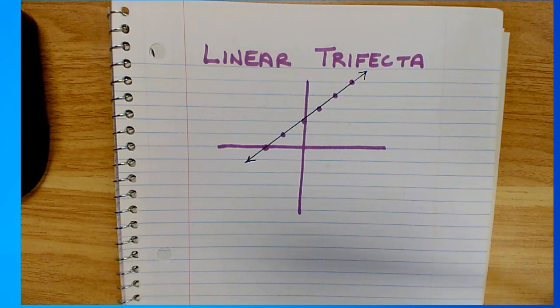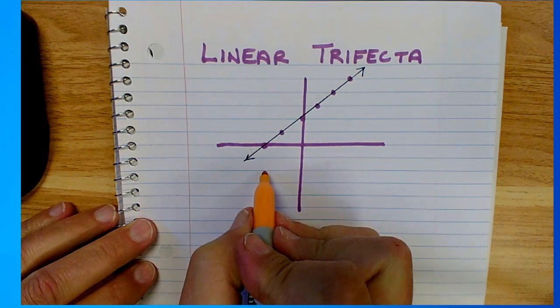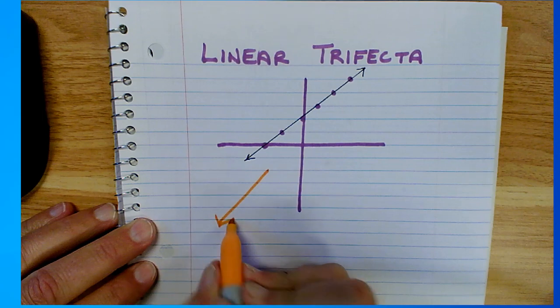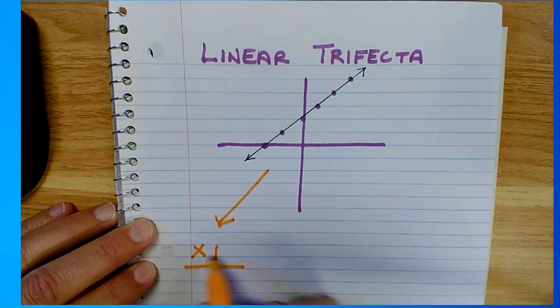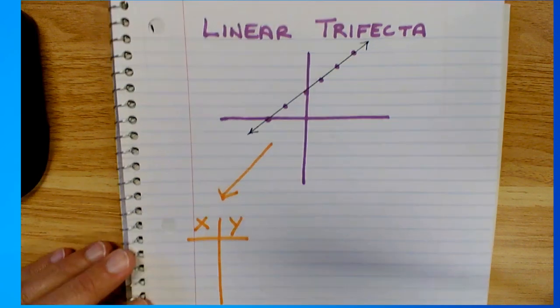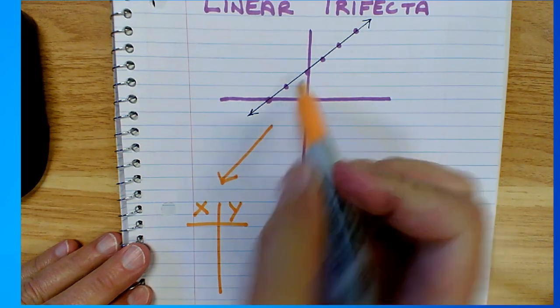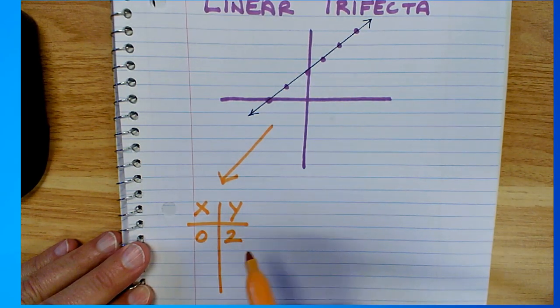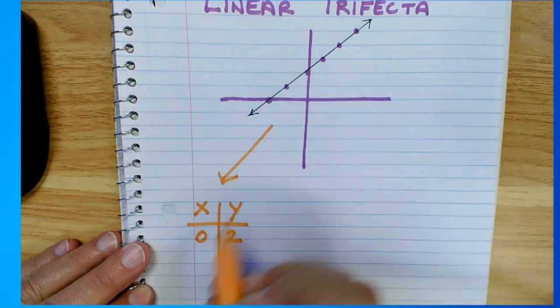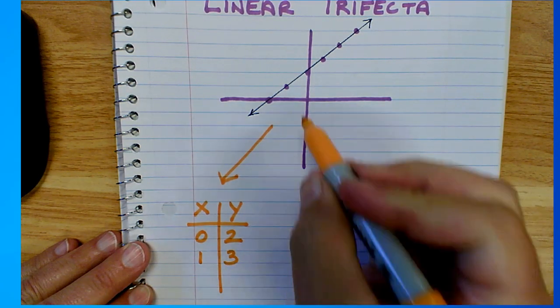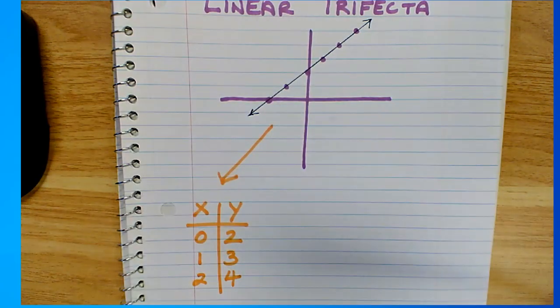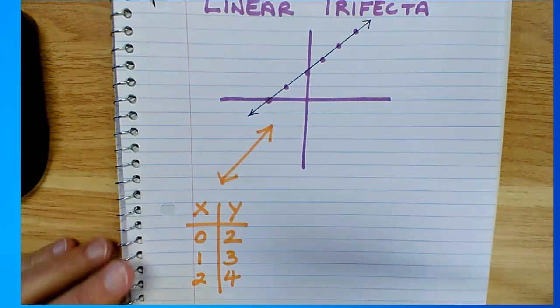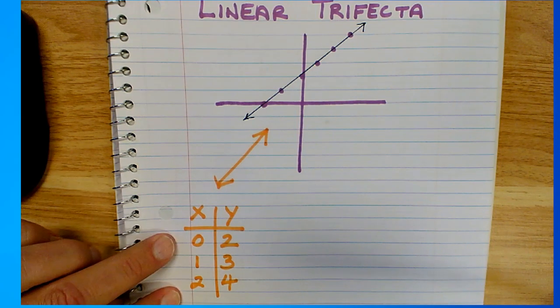This graph can create a table. Let's find some of the points. Well, we have 0, 2. Let's see, we have 1, 3. And we have 2, 4. So a graph can become a table. Or it works the other way. The table can become the graph.